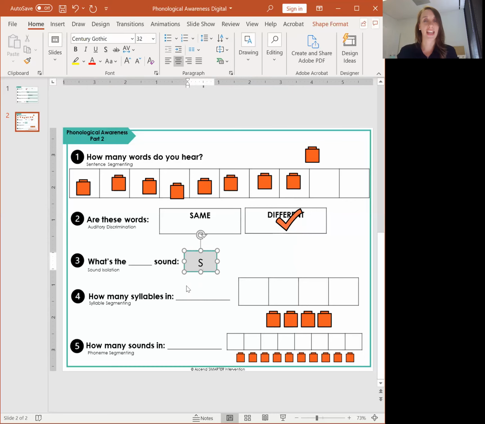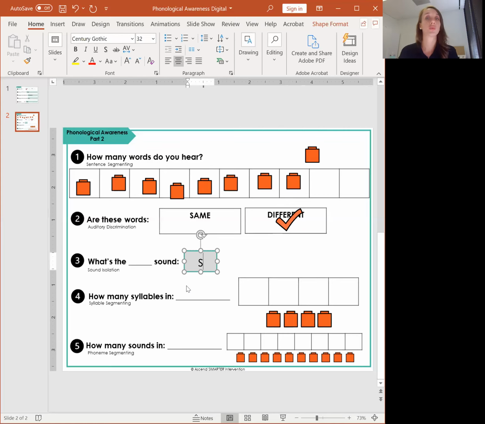Then we want to start looking at segmenting. So when we're spelling, the biggest thing that we need to be able to do is determine how many syllables are in a word and how many sounds are in a word. Ideally, they're doing some type of scoop spelling or breaking it down so that they can understand that each sound I hear needs to pair to a letter or a letter group. So that's what we're doing with 4 and 5.